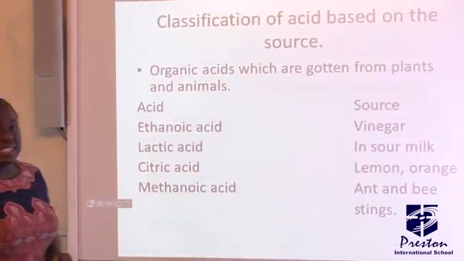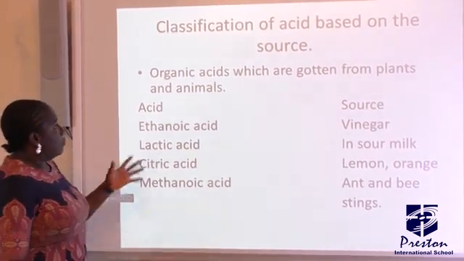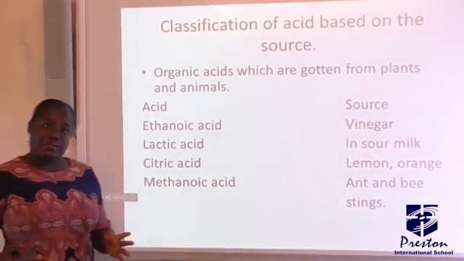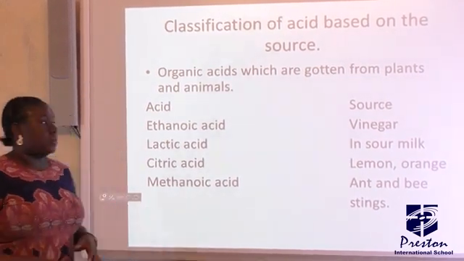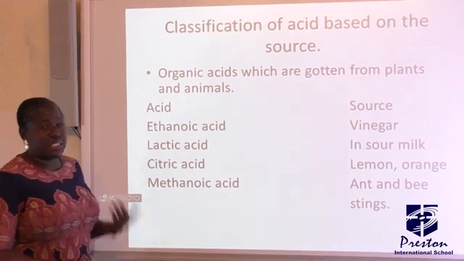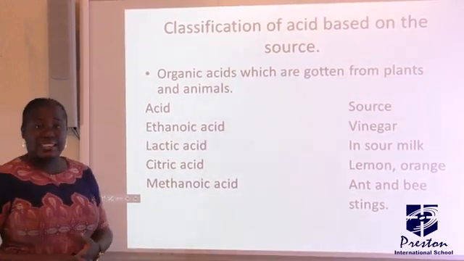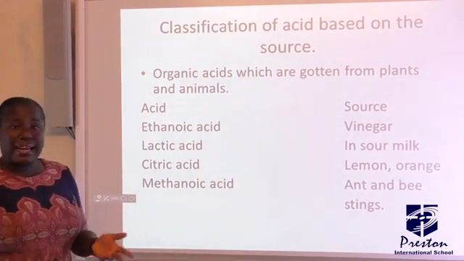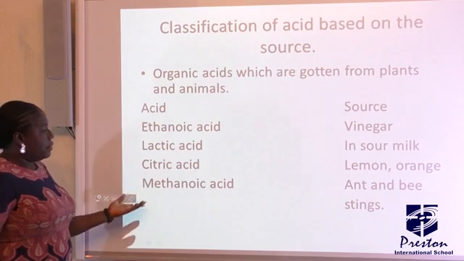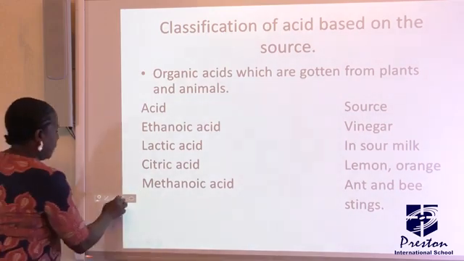Now, we're going to classify acids based on the source and strength. Based on the source, we have two types of acid. The organic acids, which are gotten from plants and animals. Examples, I have ethanoic acid gotten from vinegar. I have lactic acid from sour milk. I have citric acid from lemon, lime, citrus generally. Then methanoic acid is present in ants and bee stings.